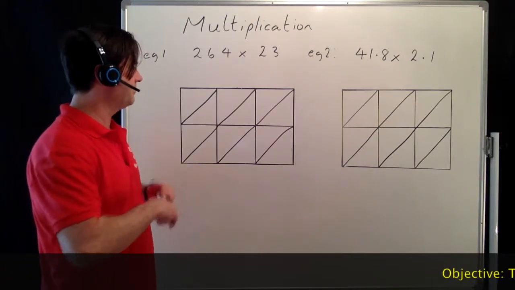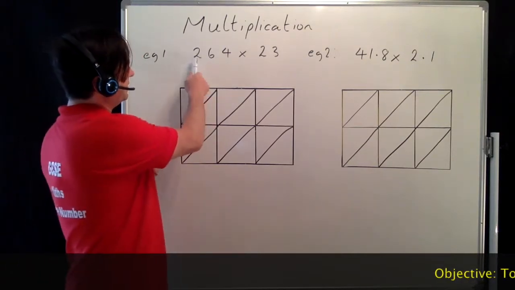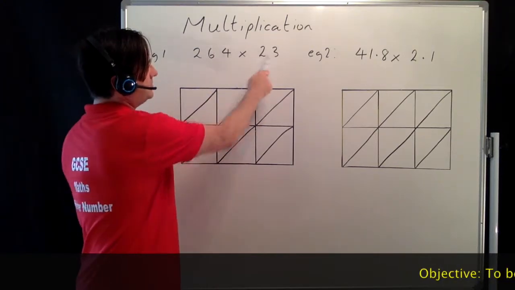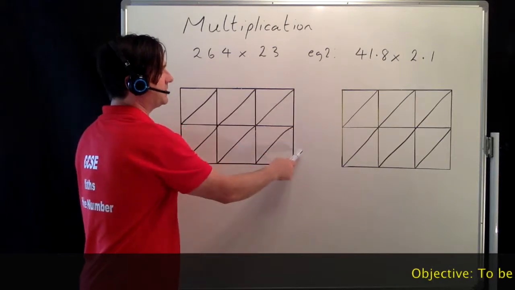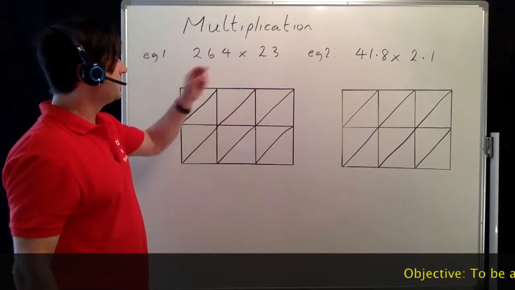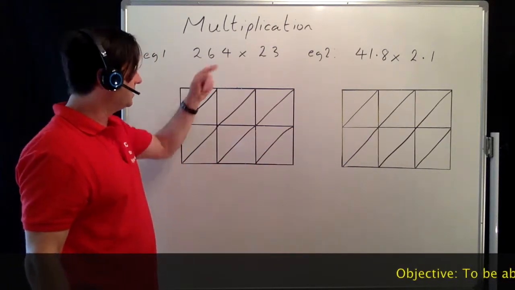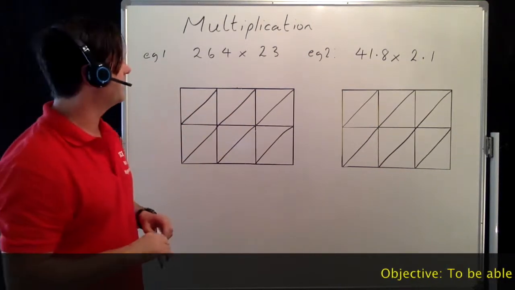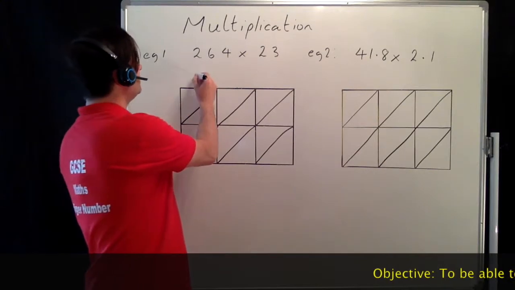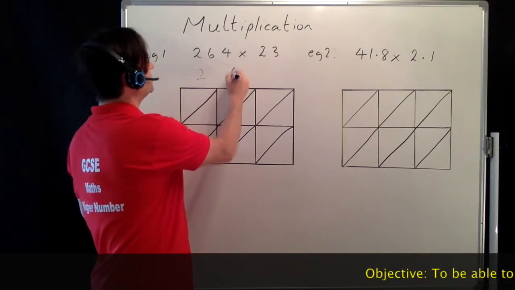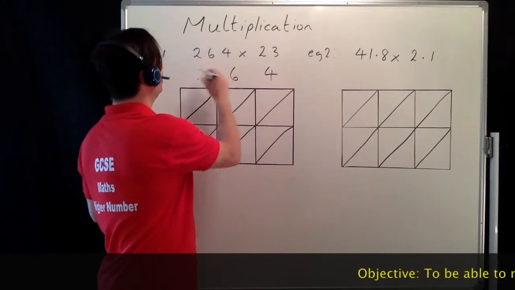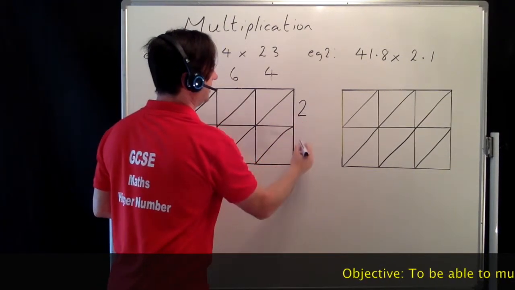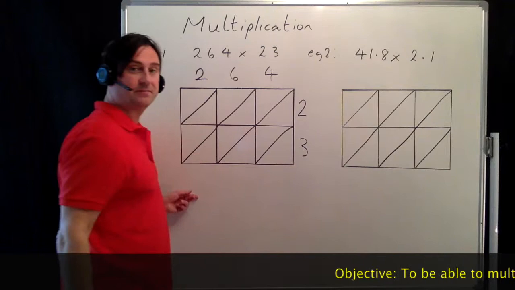What we do is we set up a grid and make sure there's 3 digits in this number, so we have 3 columns. There's 2 digits in this number, so we have 2 rows. If there was different amounts of digits in the question, you'd just change your grid to reflect that. We write the 264 along the top here, and we write the 23 down the right hand side.